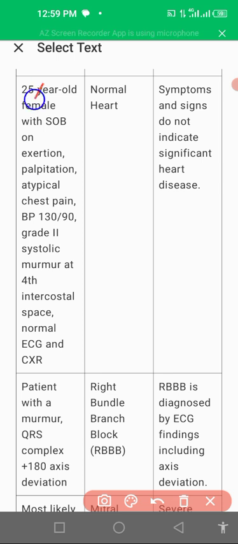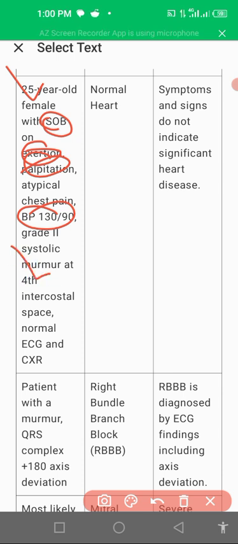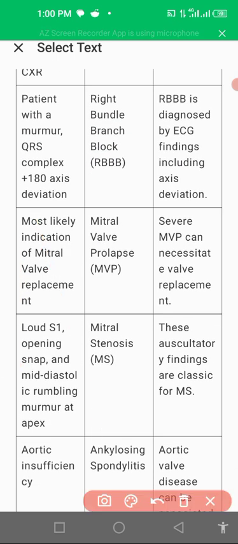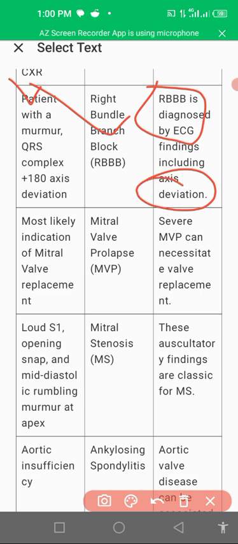Now, a 25-year-old female having shortness of breath on exertion, palpitation, chest pain with 130 by 90 blood pressure, and a systolic murmur at the fourth intercostal space. That will be a normal heart, and the symptoms and signs do not indicate any significant disease, because the patient is also young, 25 years. Okay, so now looking at a patient with murmur and QRS complex having 180 plus axis deviation, that is right bundle branch block. Right bundle branch block in ECG findings includes axis deviation, which is 180 plus axis deviation.